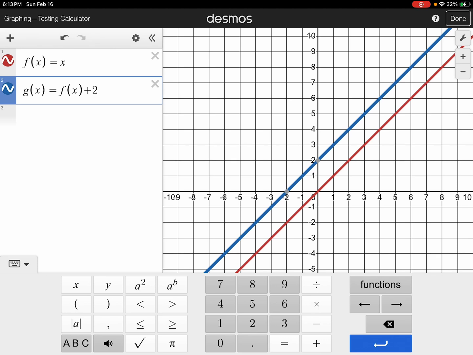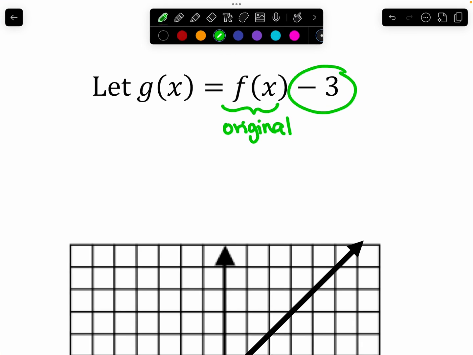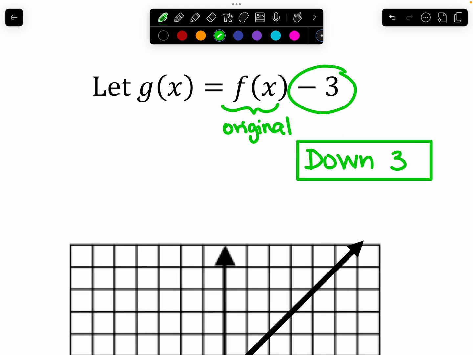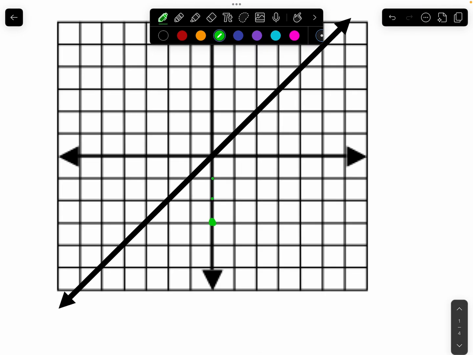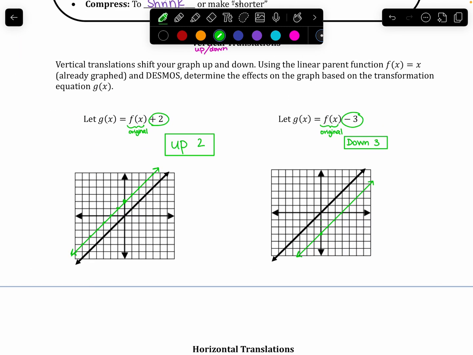I'm keeping the same equations, but I'm going to remove the plus 2, and now I'm going to do minus 3. And if you said it shifts the graph down 3, you would be correct. So this is going to be down 3, and remember that our slope has not changed. I'm going to look at my graph and go down 3 units, but I still have a slope of 1 over 1. And so that is what my new graph looks like.